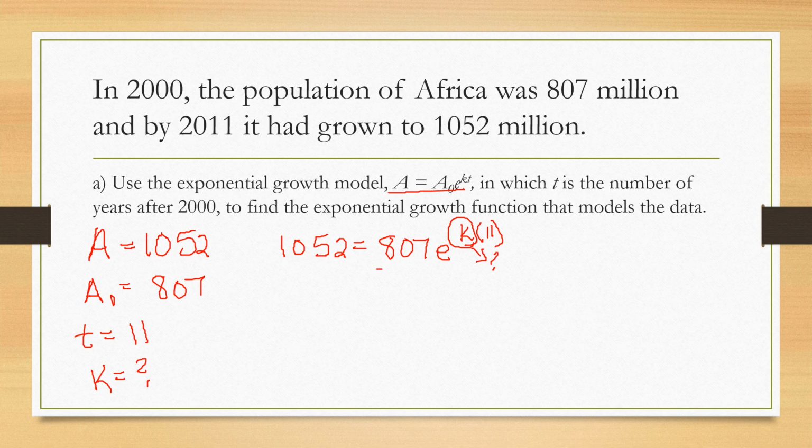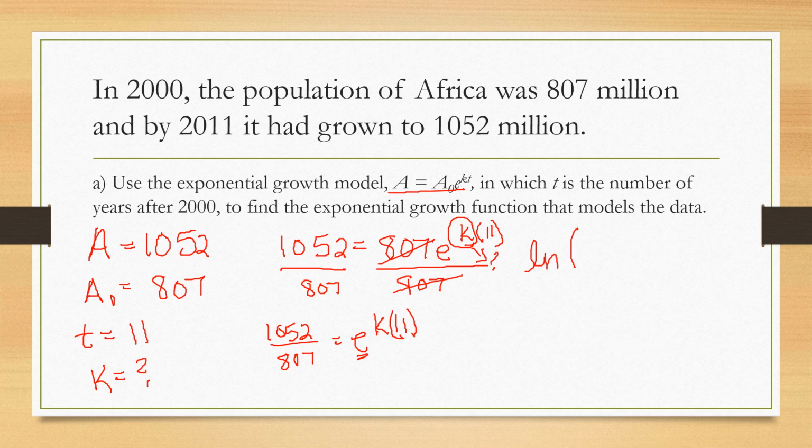So the first thing I'm going to do is divide each side by 807. These cancel. So we have 1,052 over 807 equals e raised to the k times 11. I'm going to rewrite this as a logarithmic equation. Now log base e is the natural log. So it's going to be the natural log of 1,052 over 807 is equal to 11 times k.